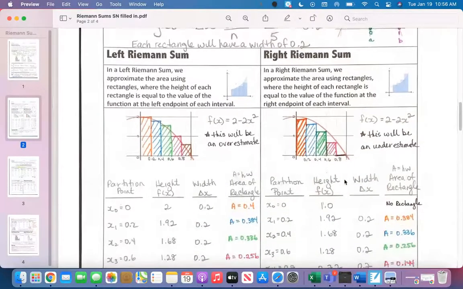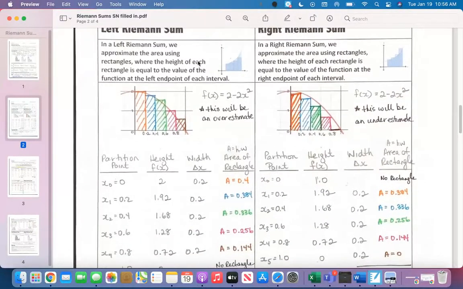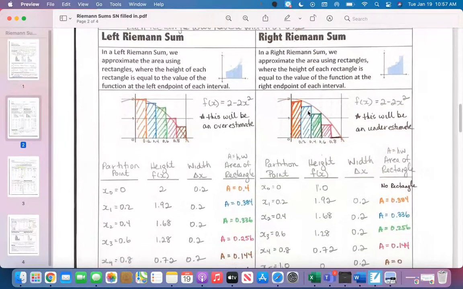Okay, so in a left Riemann sum, we approximate the area using rectangles where the height of each rectangle is equal to the value of the function at the left endpoint for each interval, compared to a right Riemann sum, where we take the height of each rectangle equal to the value of the function at the right endpoint of each interval. So I'll show you what I mean by that.